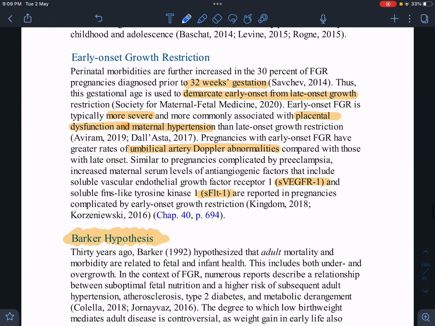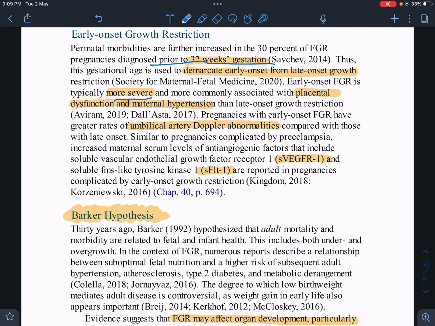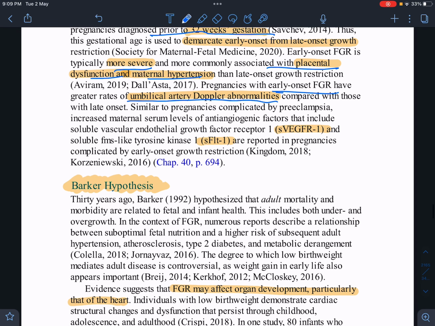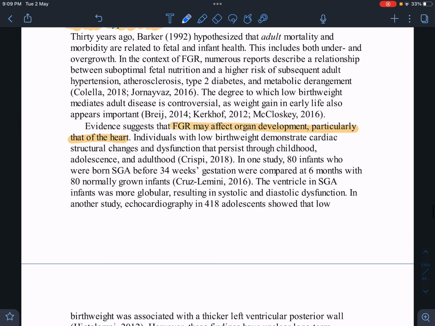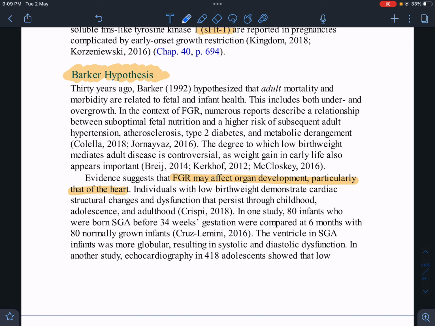Okay. Now, early onset growth restriction is prior to 32 weeks. This is usually more severe, and this is associated with placental dysfunction. You have maternal hypertension. The pregnancies with early onset FGR have more umbilical artery Doppler abnormalities as compared to late onset. Okay. Now there is something called the Barker hypothesis.